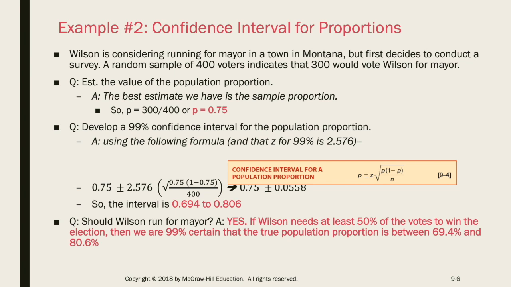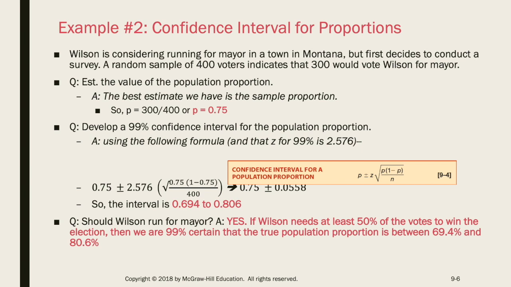Oops, sorry guys, it looks like my lines got messed up a little bit, but you can see here we have 0.75 plus or minus that z of 2.576 multiplied times the square root of p times 1 minus p over n, where n, our sample size here, is 400. And so we'd have a margin of error of 0.0558, and our interval would run between 0.694 and 0.806.